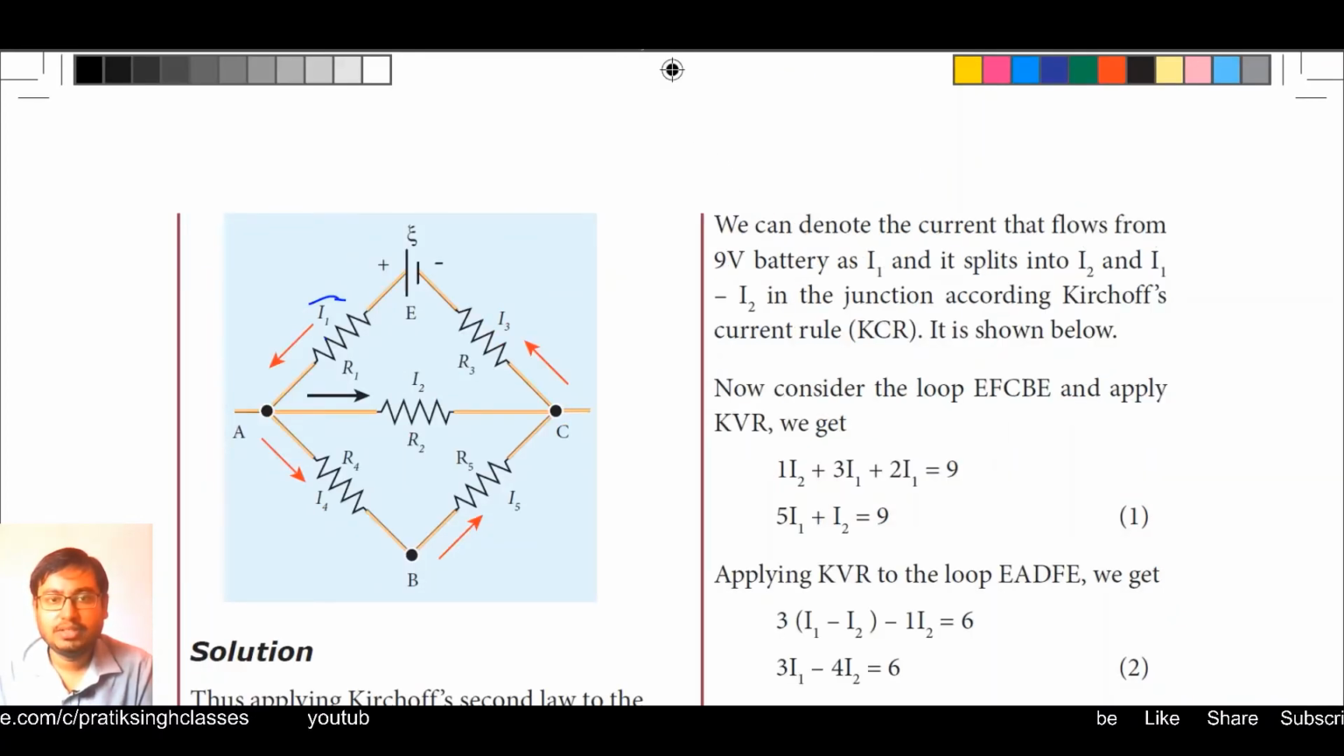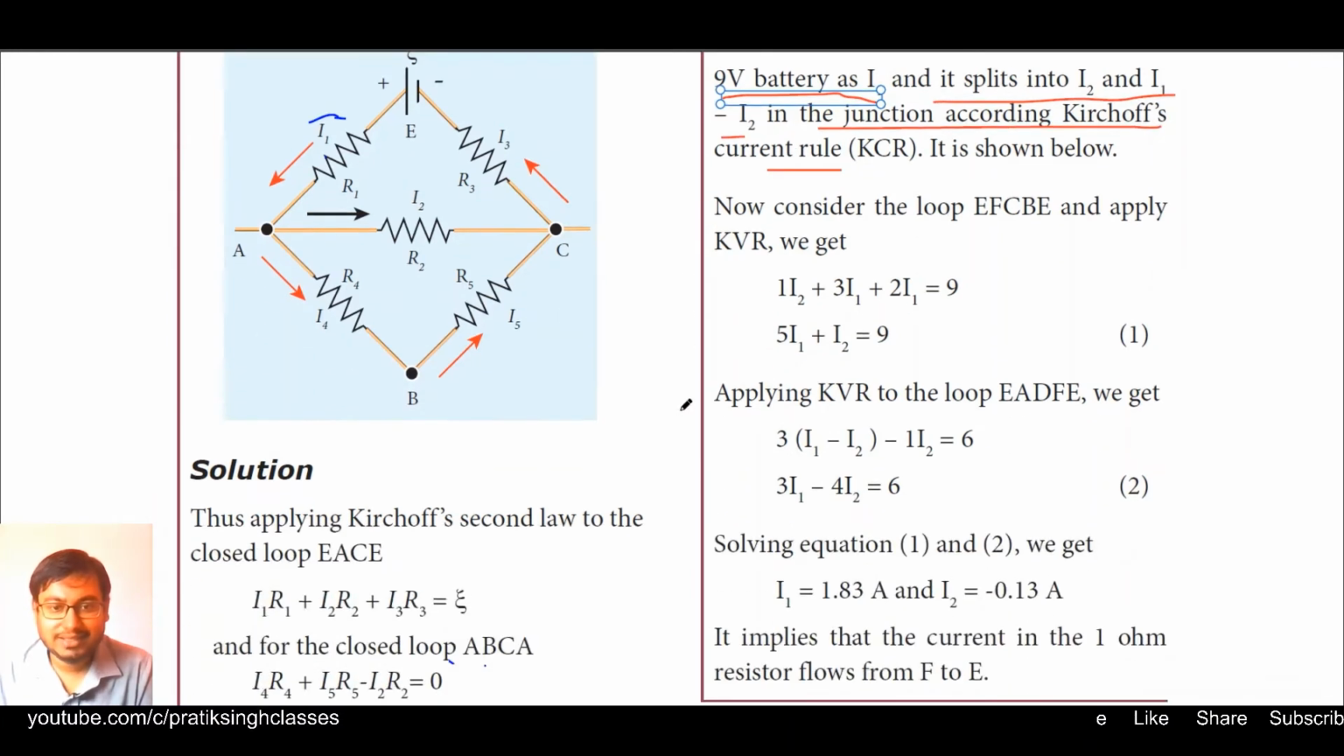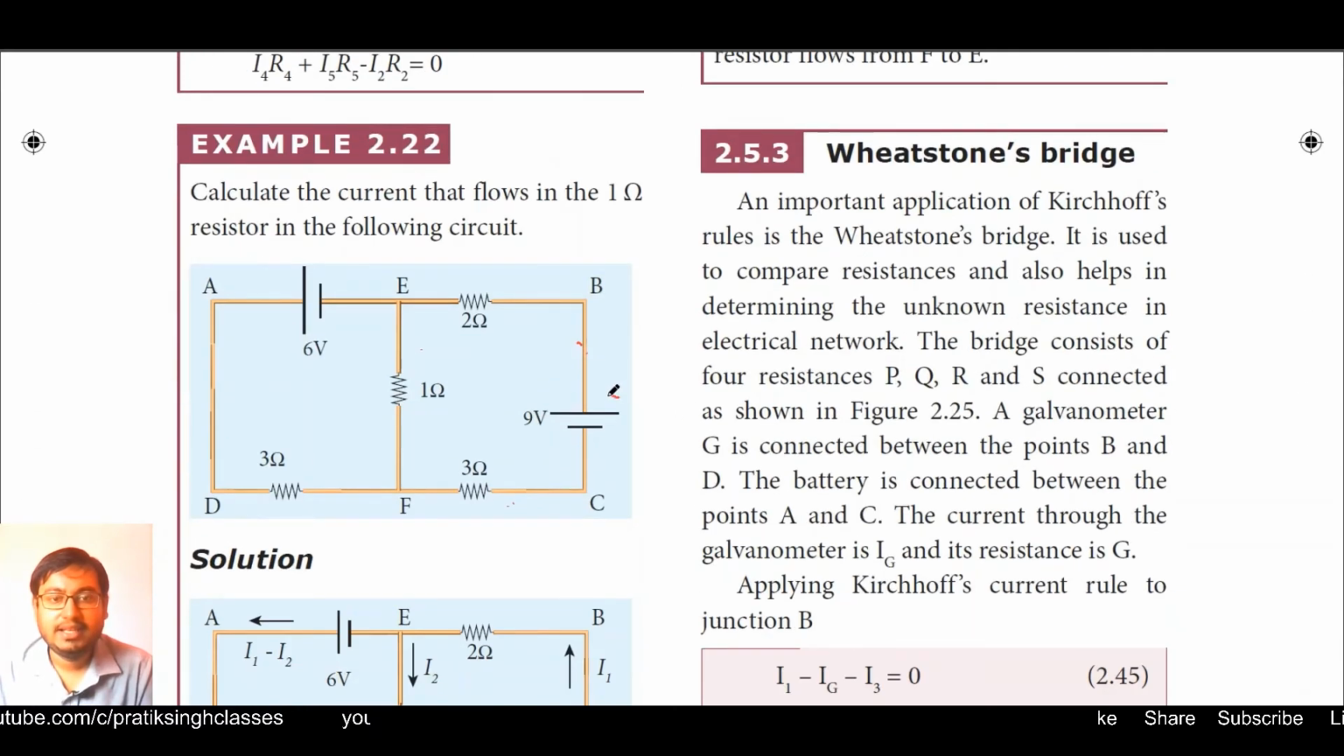We can denote the current that flows from the 9 volt battery as I1, and it splits into I2 and I1 minus I2 at the junction according to Kirchhoff's current rule. Let us see the figure. A 9 volt battery is attached. The current will go from the battery to terminal B, then through this resistor, and at this junction the current will be divided into two parts. One is going in this direction and one is moving in the forward direction.